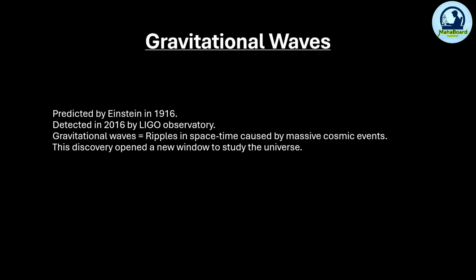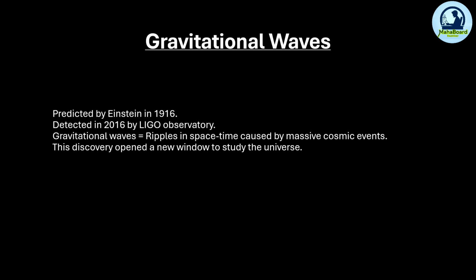So what are gravitational waves? Gravitational waves are ripples in the fabric of space and time, just like ripples in water when you throw a stone. They are produced when huge cosmic bodies like black holes or neutron stars collide or explode. These events are so powerful that they shake the universe itself.